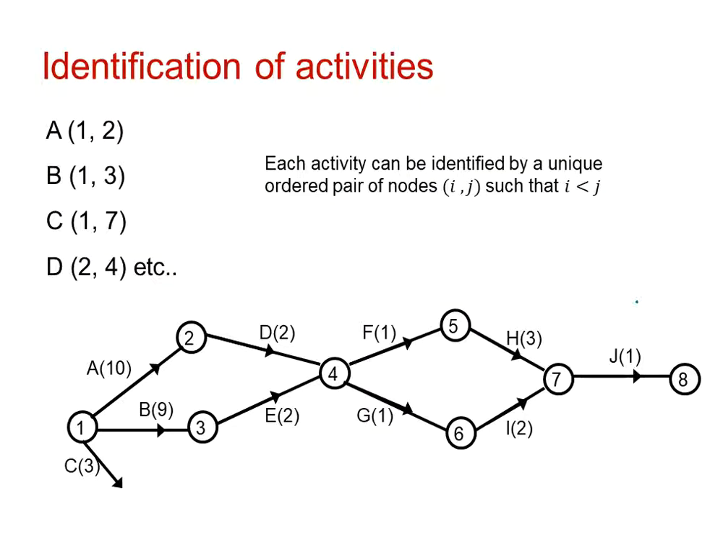We can now identify each activity. Each activity can be identified by a unique pair of nodes, I and J, and I should always be less than J. So for example, if you look at the first event and the second event, that is when A begins and ends. So A can be defined by 1, 2. B starts at event 1, finishes at event 3, so B is 1, 3, etc. So J starts at 7 and finishes at 8.